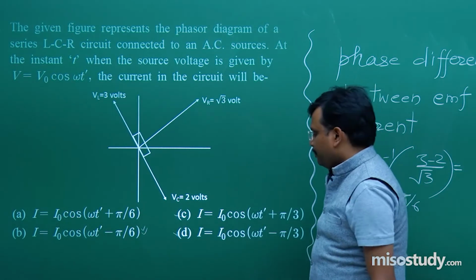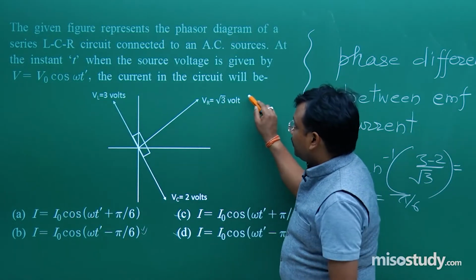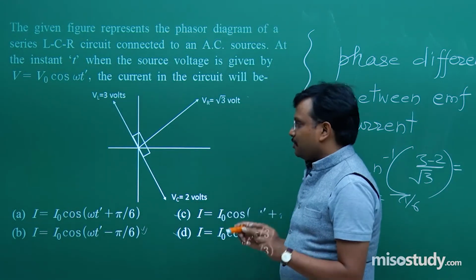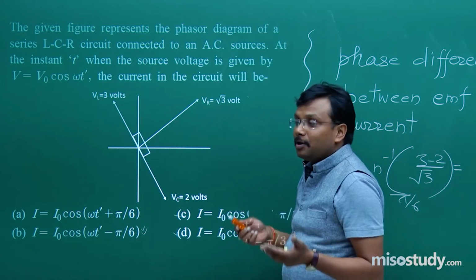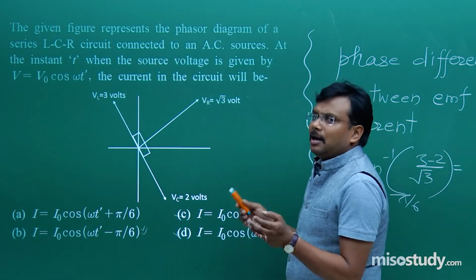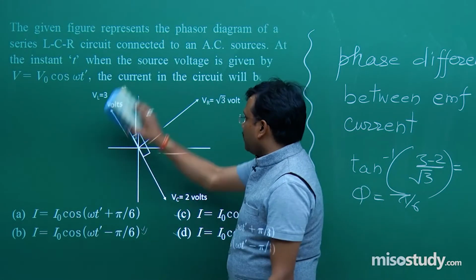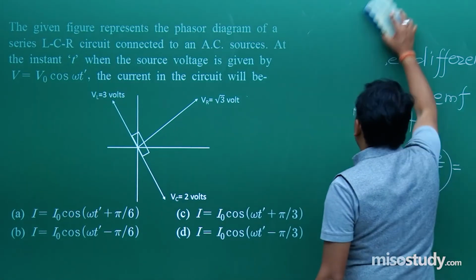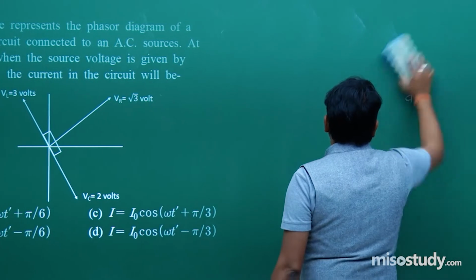So the question is simple. If this diagram is not given, then up to some extent a few of you may have to struggle a bit. Otherwise, if the diagram is given, then things are not so difficult to visualize and understand. Fine.